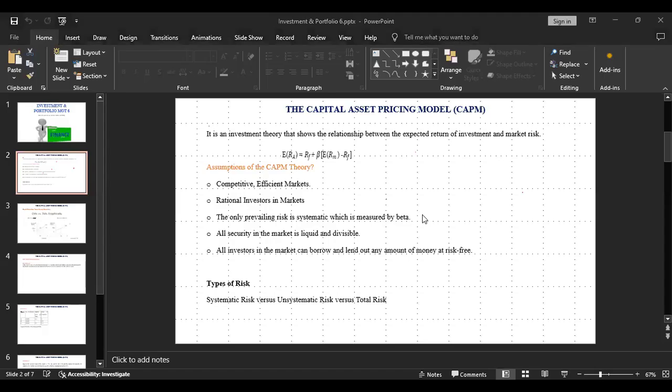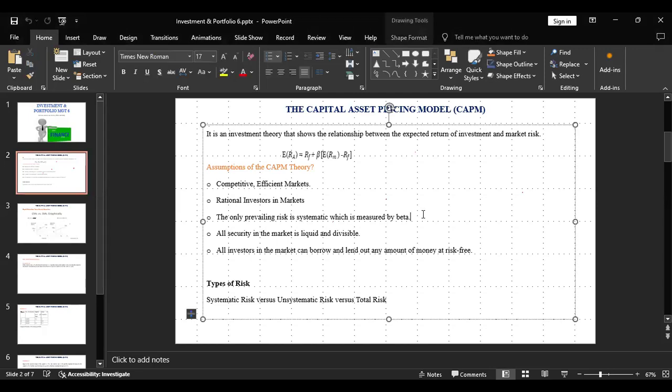We are going to do the capital asset pricing model. This is one of the well-known investment models. When we talk of the capital asset pricing model, which I'm going to be mentioning as CAPM throughout, it is a theory that shows a relationship between expected return and risk.